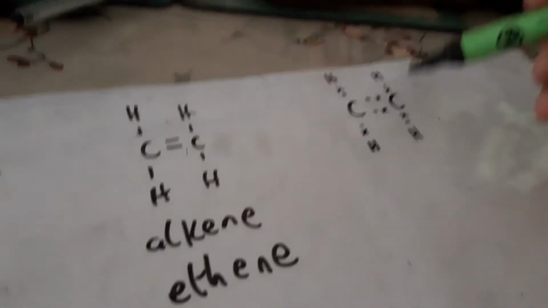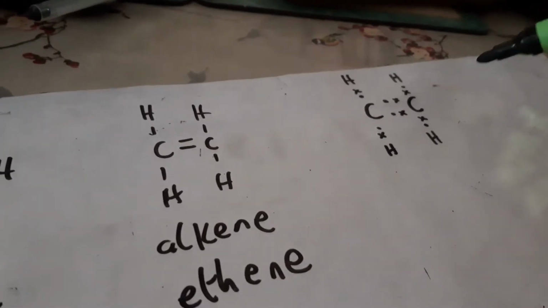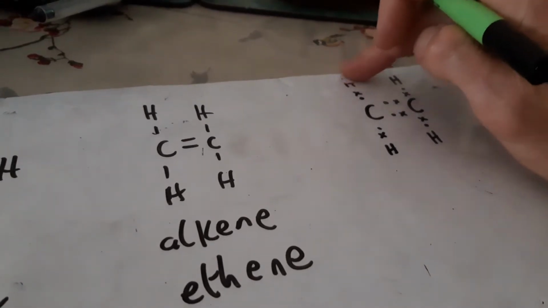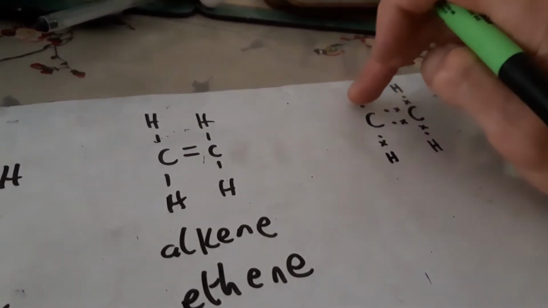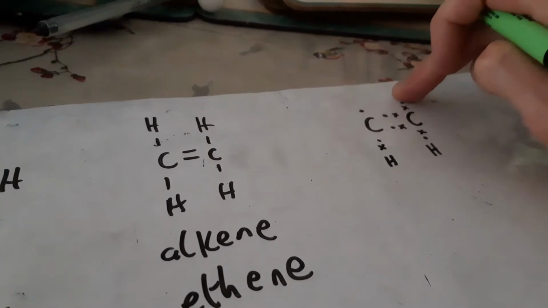Right, so again, we're going to do the same thing that we did before. We're going to look at the dot and cross diagram of ethene. And again, what we're going to do is get rid of one of these hydrogens. So imagine there wasn't a hydrogen here, okay, and there wasn't a hydrogen here, like that.